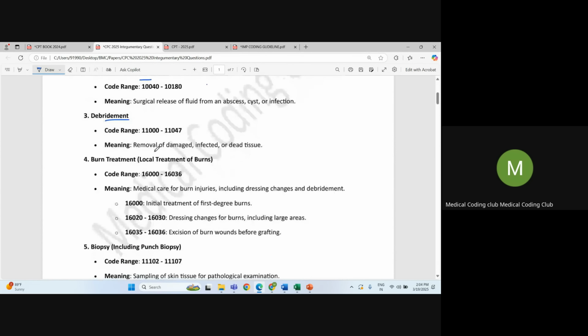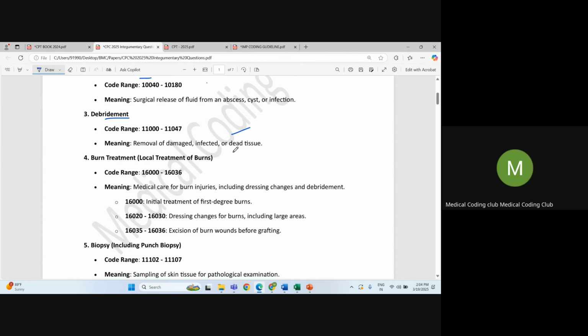Next, debridement. In debridement, there will be 4 sets of codes. The first set of codes is for infected skin. The next set is for necrotizing soft tissue infection, and the next set is for open fracture or open dislocation, and lastly we have wound debridement. The coding guidelines, everything, we'll be able to discuss with a practice question.